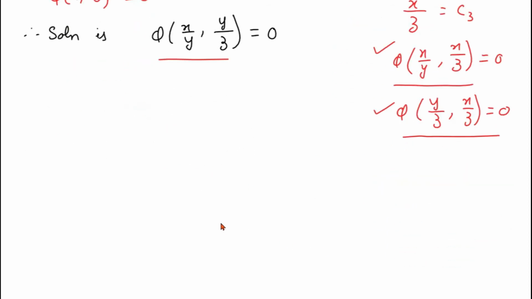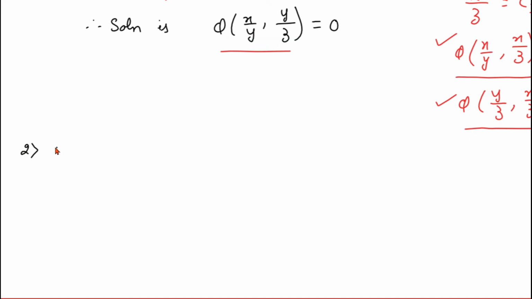So now we'll take up the next question. Solve p times cot of x plus q times cot of y is equals to cot of z. You have to solve this one. So this is in the form of Pp plus Qq is equals to R.